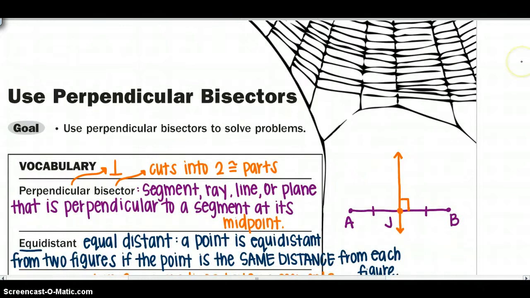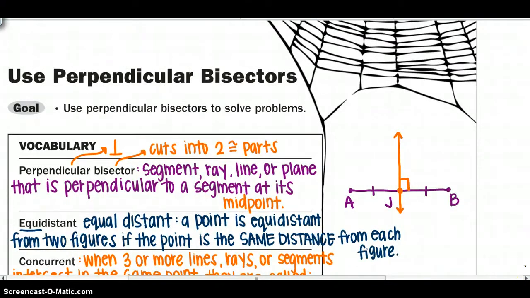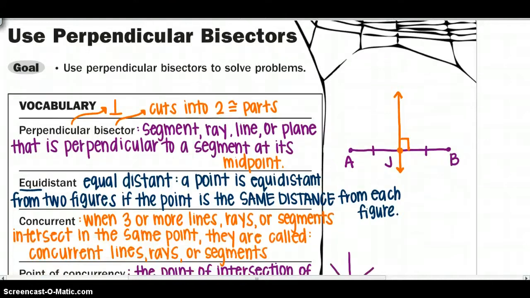Next, we will see the word equidistant a lot in this section. Equidistant, kind of like the word says, equal distant. A point is equidistant from two figures if the point is the same distance from each figure. And again, if I'm going too fast through the vocabulary words, you can always stop it and continue writing and then push play again.